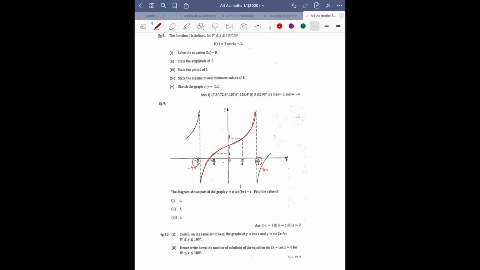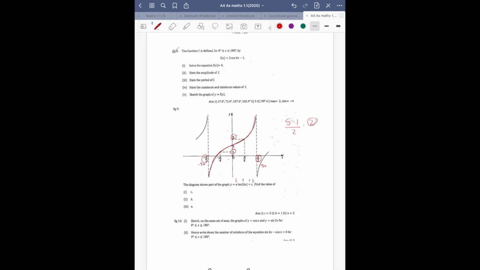That means the value of B is 1. Normally the tan graph starts from 0, but currently it's at what point? 3. That means this graph has been shifted 3 upwards. Now comes the amplitude. What about the amplitude, guys? It's max minus minimum, shown by a dotted line. Max minus minimum upon 2. So 4 upon 2 is what, guys? It's 2. Did you all get this, guys? So this is how it works.